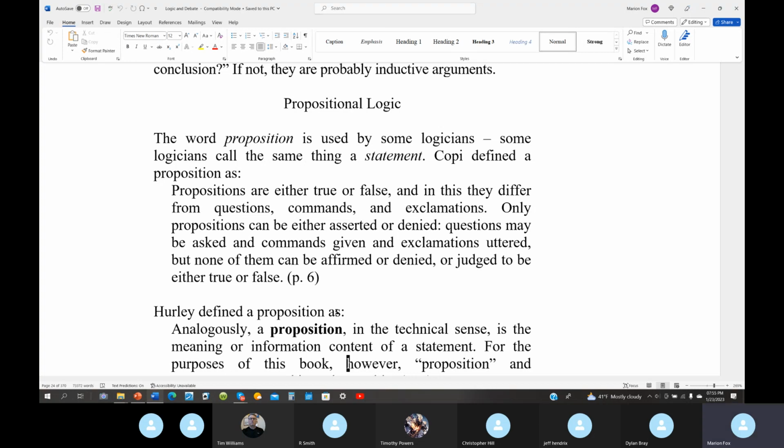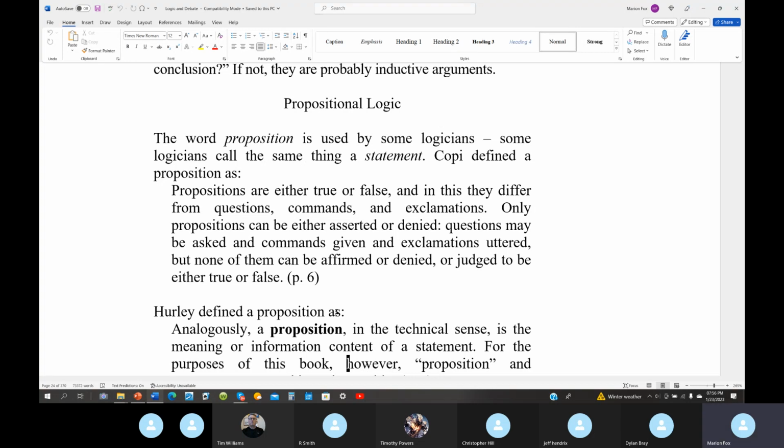Copi defined the proposition: propositions are either true or false. In this, they differ from questions, commands, and exclamations. So it's a sentence or a statement that is either true or false. We'll illustrate some that are not propositions so you can see what some are. Only propositions can be either asserted or denied.